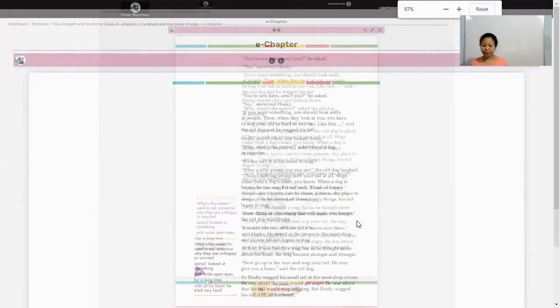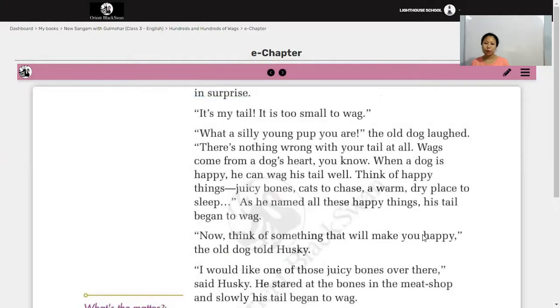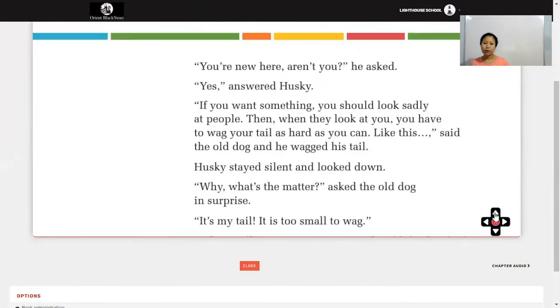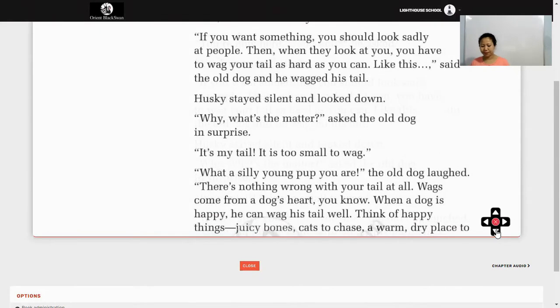And the old dog also told Husky that if he wants something, he should look at people sadly. Then, when the people looked back at him, he had to wag his tail, showing him how to wag his tail. But Husky stayed silent and looked down. When Husky stayed silent and looked down, the old dog asked him in surprise, "Why? What's the matter?"